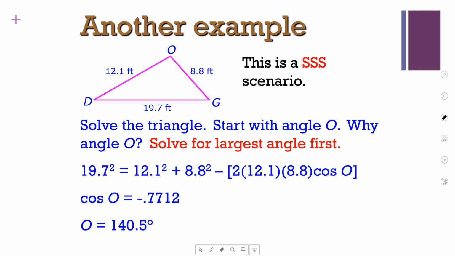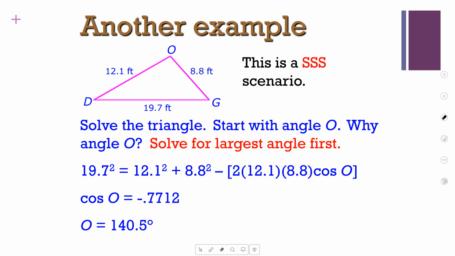Now, if we want to continue and solve this triangle, which we're going to do, I'm still missing two angle measures. I know how big angle O is. I need to find angle D and angle G, and we're going to work as efficiently as possible. You've seen how ugly the law of cosines is. I don't want to do that again.